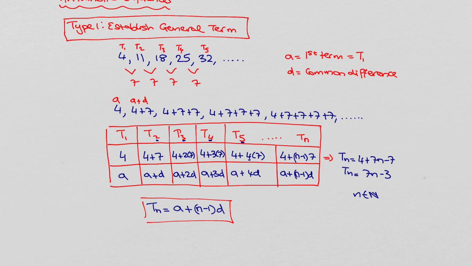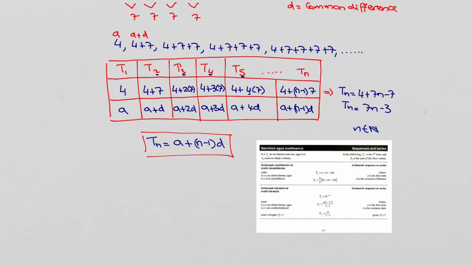Now, of course, if we go to our maths tables and we go to page 22, we can see that we have arithmetic sequences in the top half of the tables, and we can see the general term right there, T of n, is A plus n minus 1 times D.